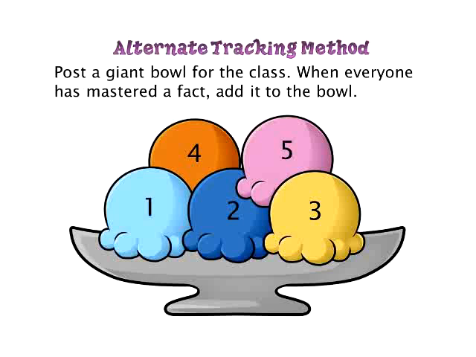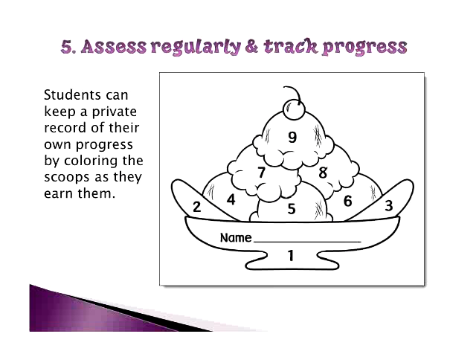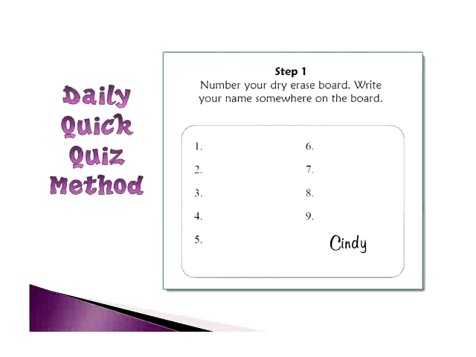So another method would be to set individual goals, where I have the numbers like 1, 2, 3, 4, 5, you could have a scoop for each student's name. And when they mastered all of their times tables, they got to add their scoop to the class bowl. In the meantime, they could keep a worksheet like this that has a private record of their progress by coloring those scoops as they earn them. So there are a lot of variations and modifications to meet different needs.